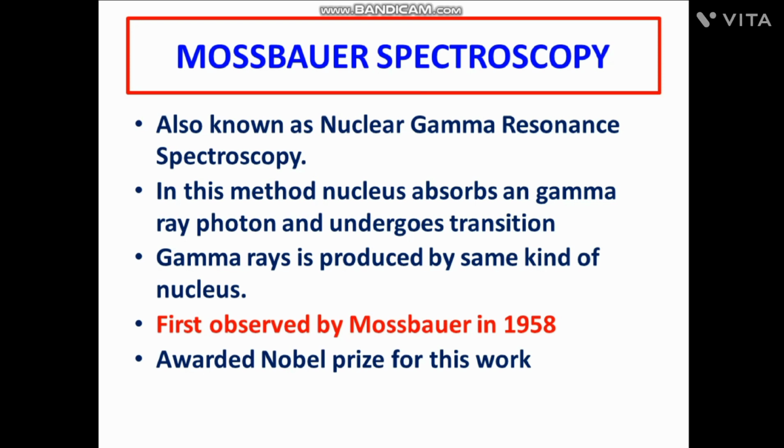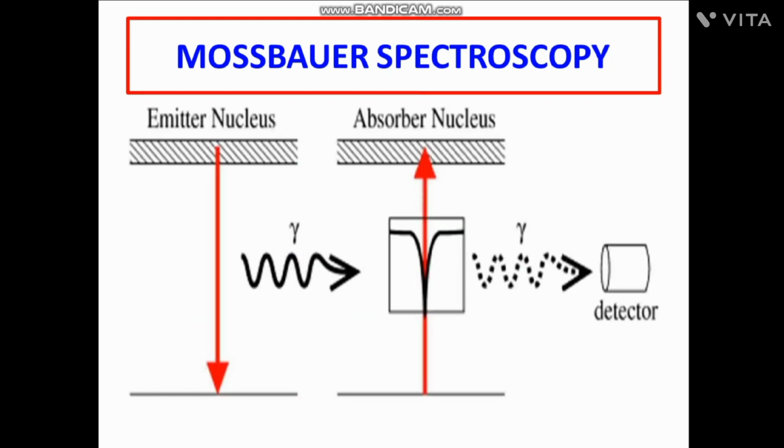So in Mossbauer spectroscopy, emitter and absorber are both the same nucleus, but the absorber is under study, so that may be a material made up of that element. But the emitter must be a pure element.